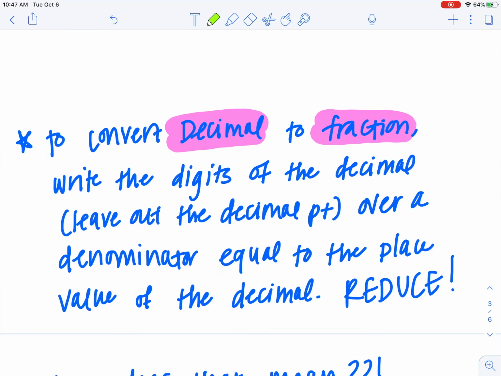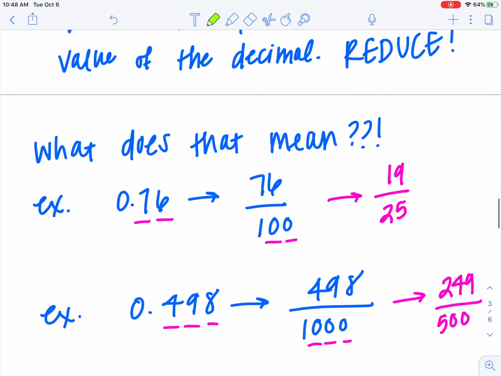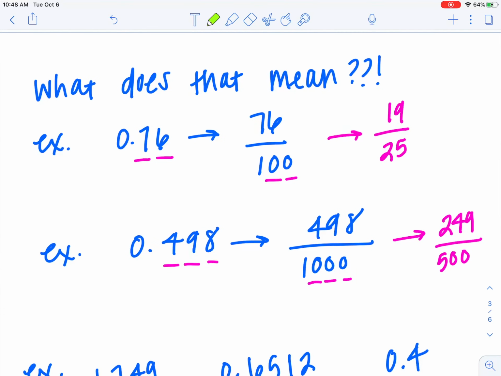So then to convert a decimal to a fraction, this is where it gets a little bit more confusing, but it's not bad. So you'll write the digits of the decimal, so no decimal point, just the numbers, over a denominator that's equal to the place value of the decimal. And then you're going to reduce. So what in the world does that mean? I promise it's not bad.